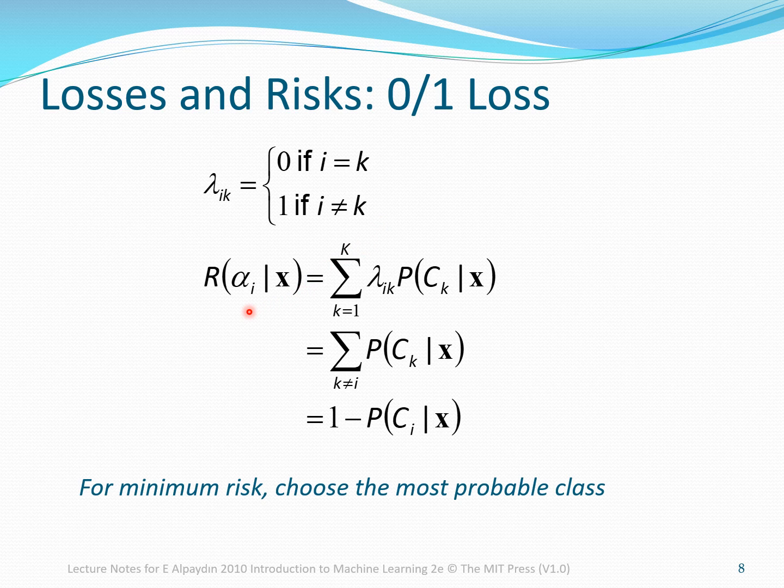The risk of taking action alpha i is given as follows. R(alpha i | x) = the sum over k = 1 to K of lambda ik P(Ck | x), which equals the sum over k not equal to i of P(Ck | x), which is equal to 1 minus P(Ci | x). For minimum risk, you choose the most probable class.